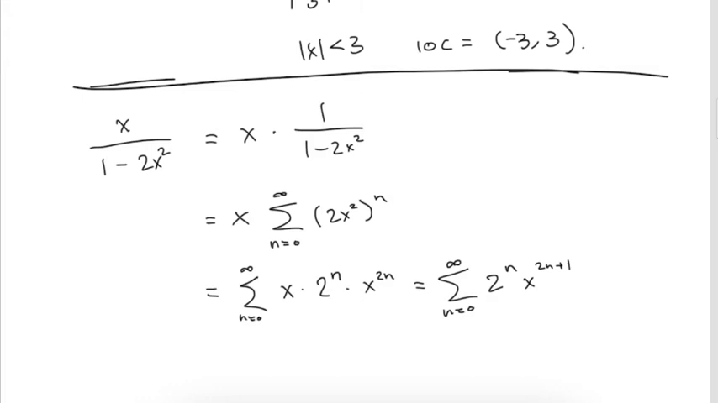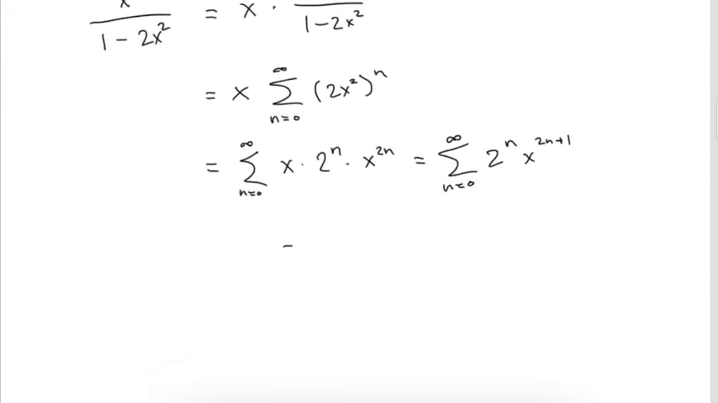And so this time, if I were to write out a few terms, when n equals 0, 2 to the 0 is 1, but then I get x to the 0 plus 1. So the first term is just x. n equals 1 gives me 2 to the 1 times x to the 3. n equals 2 gives me 2 to the 2, which is 4, times x to the 5. Then I get 8x to the 7, etc. This is a weird pattern. The coefficients are powers of 2, and the exponents are the odd numbers.